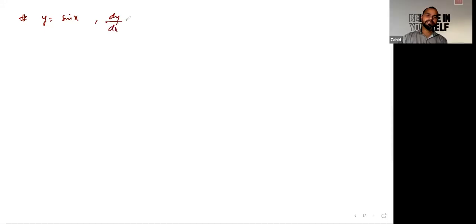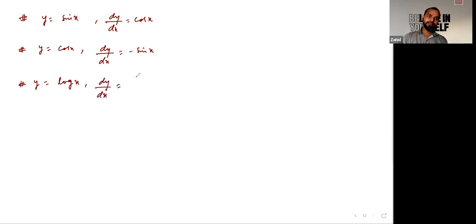If y is equal to sine x, its differentiation would be cos x. If y is equal to cos x, its differentiation would be minus sine x. If y is equal to log of x, dy/dx would be equal to 1 over x. And if y is equal to exponential, its differentiation would be as it is. These are some formulas regarding differentiation.